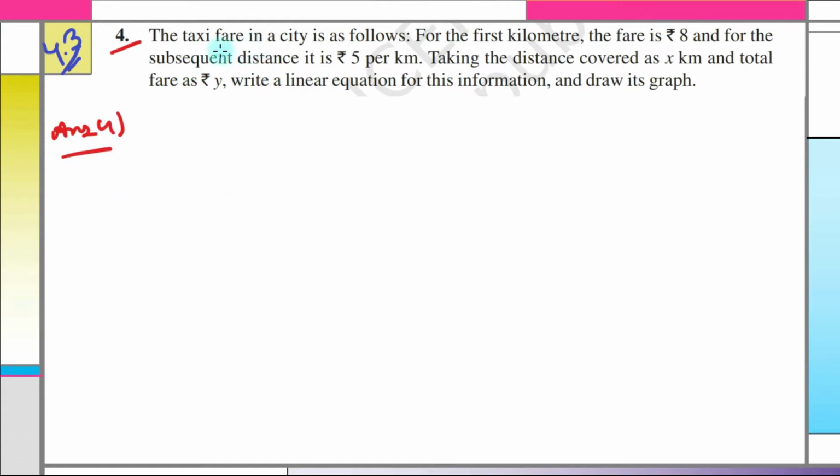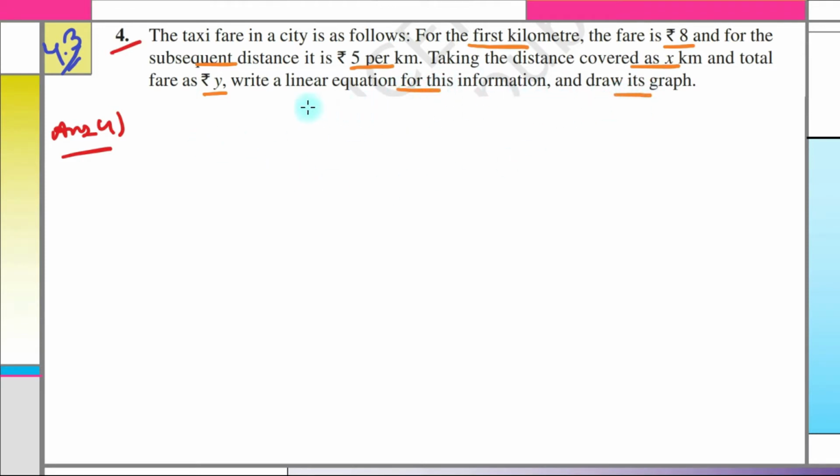The question is saying: the taxi fare in the city is as follows. For the first kilometer, the fare is rupees 8, and for the subsequent distance, that is from the second kilometer onwards, the charge would be rupees 5 per kilometer. Taking the total distance covered as x kilometers and the total fare as y rupees, we have to find its linear equation and draw its graph.